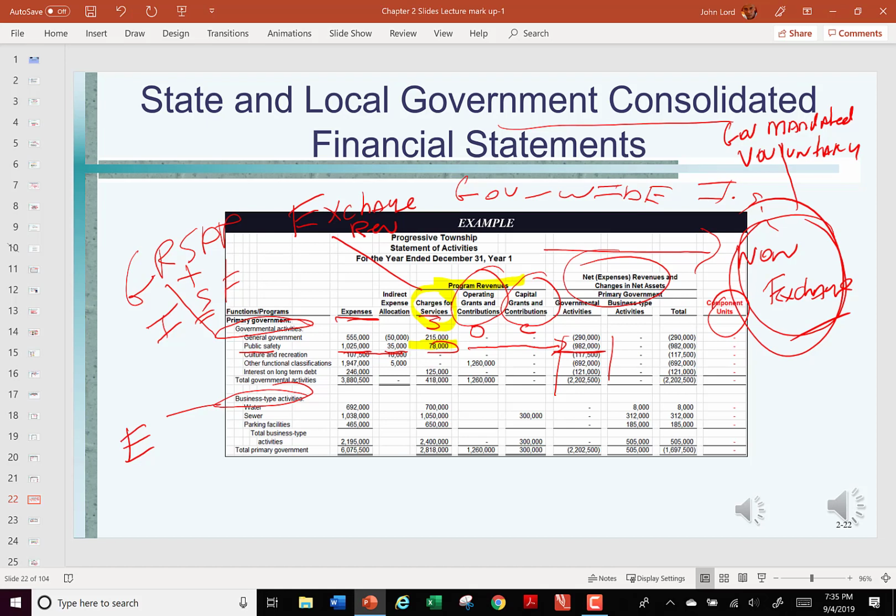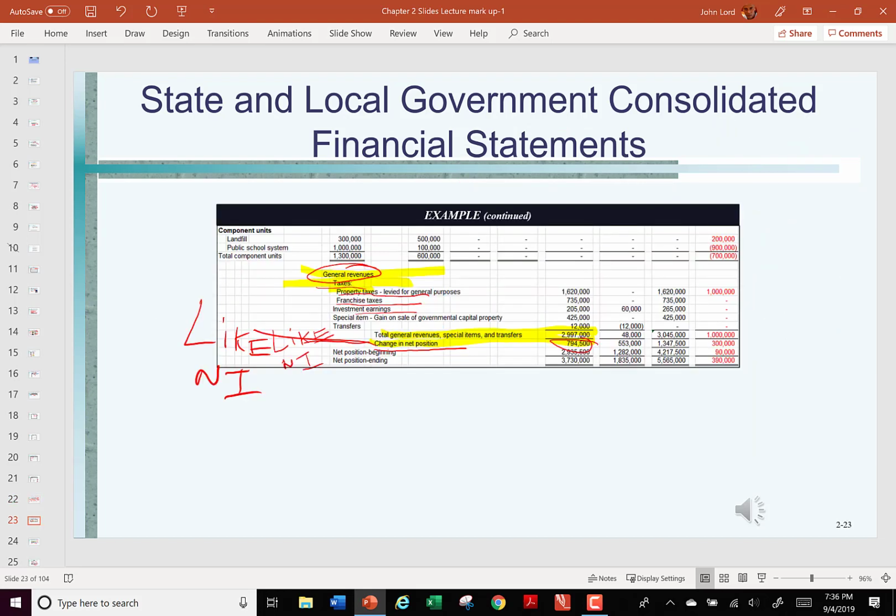Okay, so we have what? Charge for services. We have operating grants. We have capital grants. Our charge for service is an exchange revenue. Our operating grants and our capital grants are non-exchange, and they're either voluntary or mandatory. They call them non-exchange because what? The government doesn't do anything and people just give them money, don't they? In those cases. Okay? And then we get down to our tax.